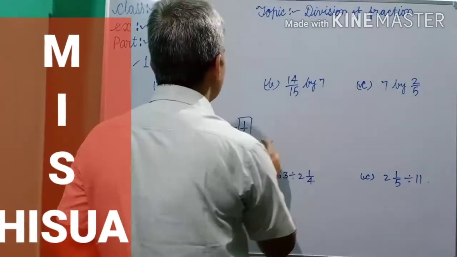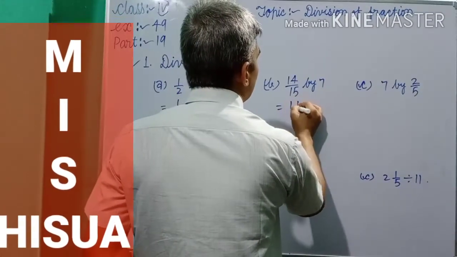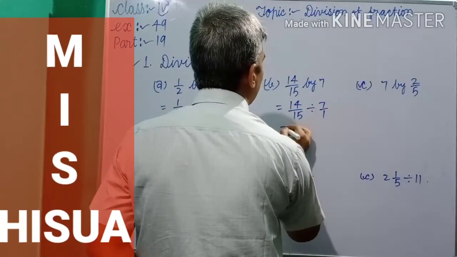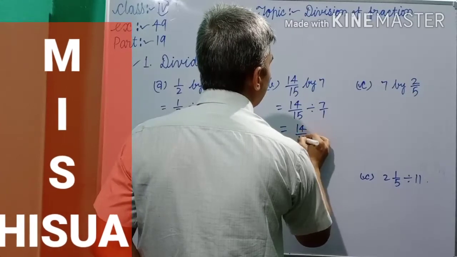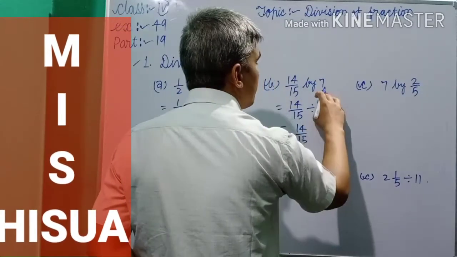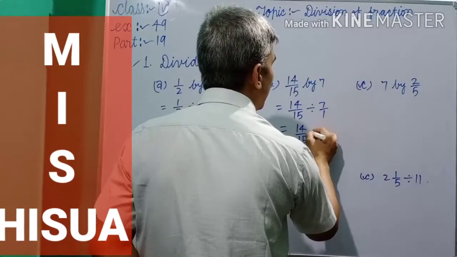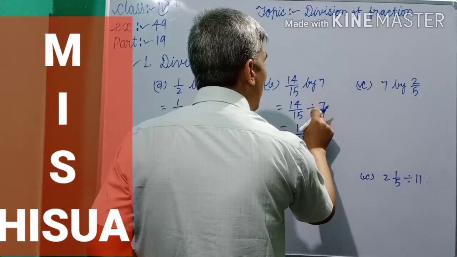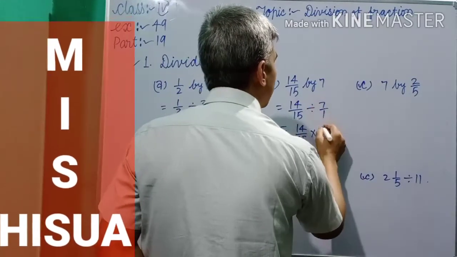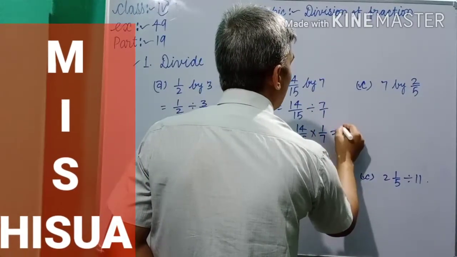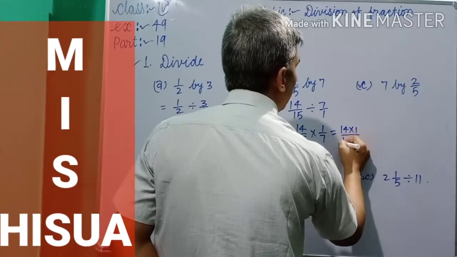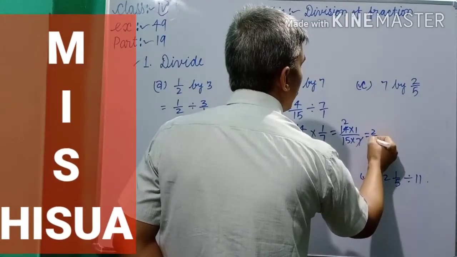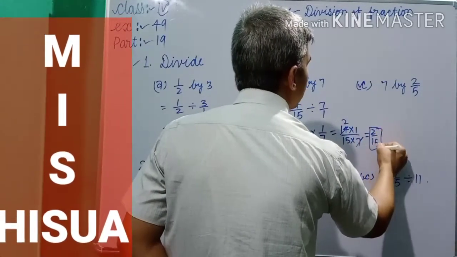Now the second question. Similarly, at first you write it this way: 14 by 15 divided by 7 by 1. Now again 14 by 15, dear students, and here the reciprocal of 7, that means 1 by 7. Here we put the multiplication symbol instead of the division symbol. Now 14 multiplied by 1 and 15 multiplied by 7. 7 times 2 is 14, so the answer is 2 by 15. This is the answer to this question.